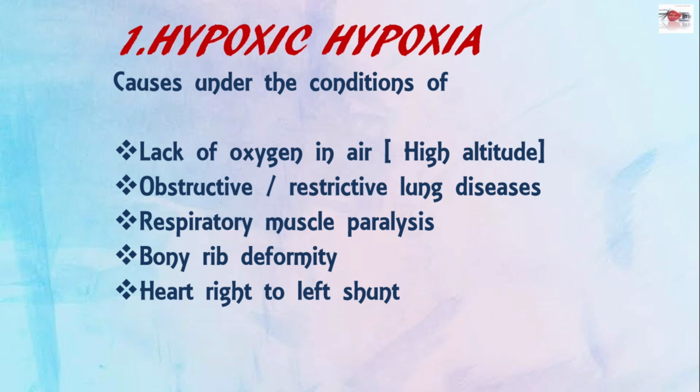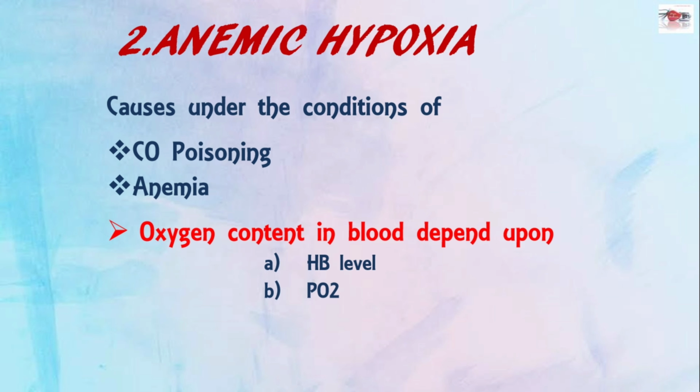Okay. Now let's move on to the second type, that is anemic hypoxia. Before we move to anemic hypoxia, let's learn two important things. Oxygen content in blood depends upon two important factors. Number one is the hemoglobin level and number two is the partial pressure of oxygen. So what is anemic hypoxia? In anemic hypoxia, the real problem is in the hemoglobin. If the oxygen can't bind with the hemoglobin, we call it anemic hypoxia. Conditions like carbon monoxide poisoning and anemia.